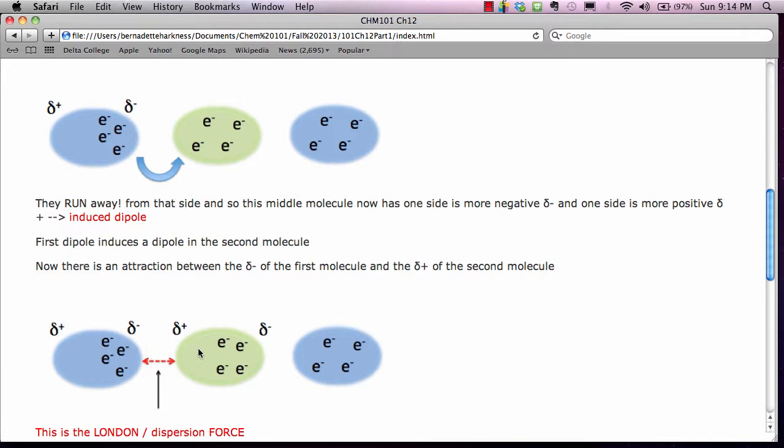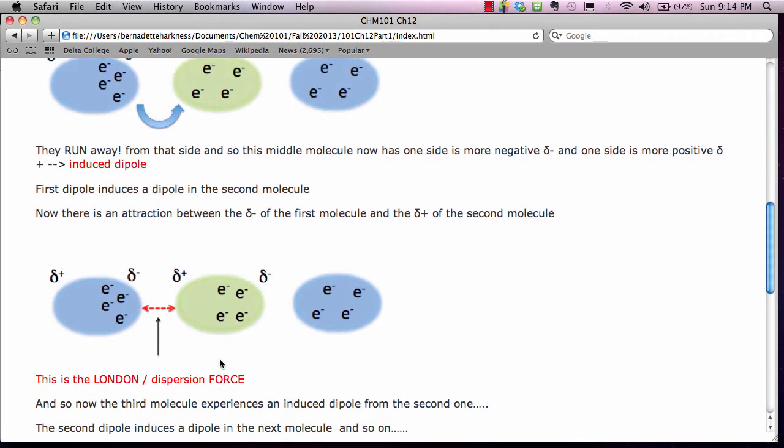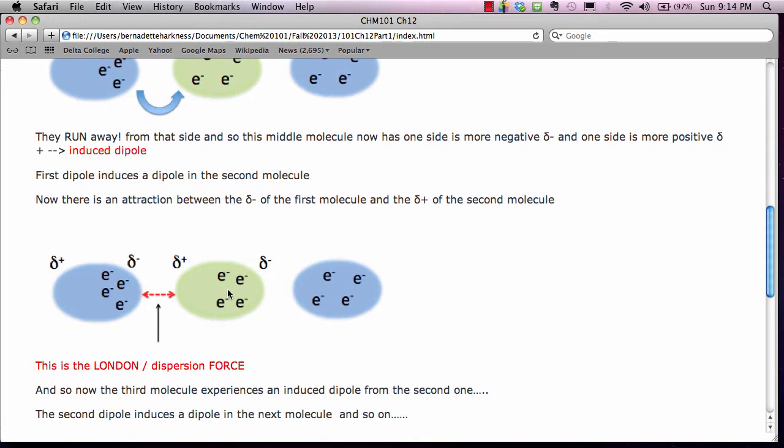Really, the electrons from the neighboring molecule do not want to be close to the electrons of this molecule, right? Because they're both negative. So what the neighboring molecule does is create an induced dipole. Basically, it forces this second molecule to create an arrangement where the electrons are again on one side versus the other. So the delta plus and delta minus now show up in the second molecule.